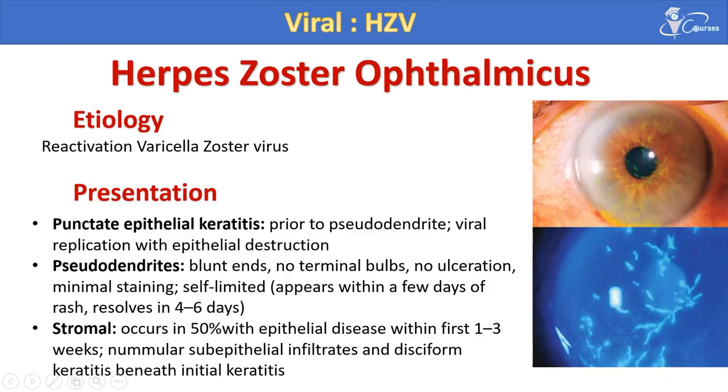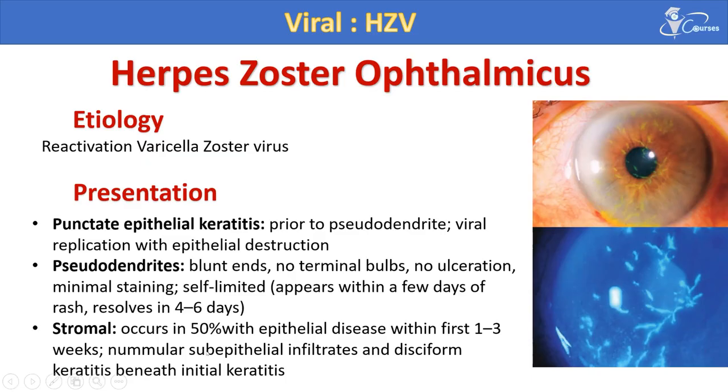So actually, here there is no actual invasion of the epithelium. So this is a self-limited condition. For the treatment here, those patients don't receive topical antiviral, no need for that. It will be treated just by artificial tears or even steroids. These pseudodendrites appear for a few days and resolve in 4 to 6 days. Okay, so this is for the epithelial keratitis.